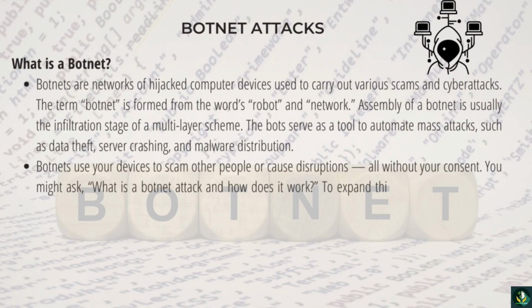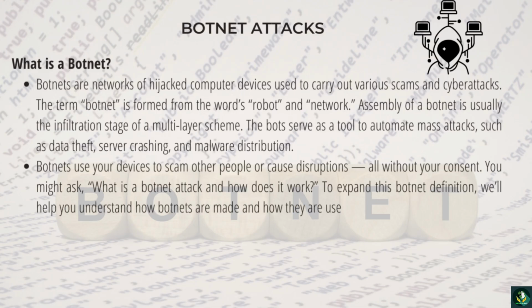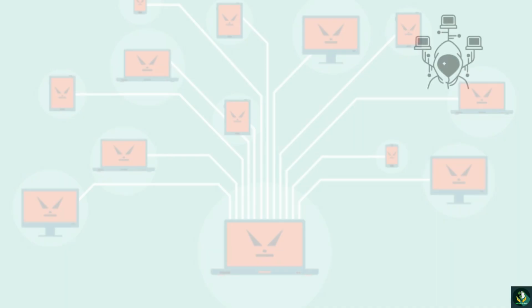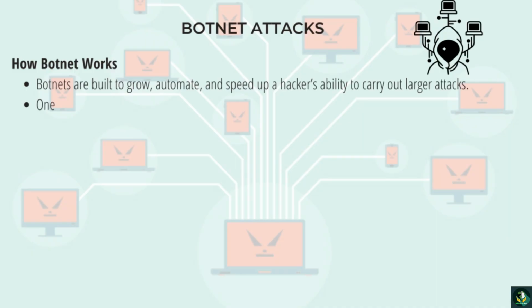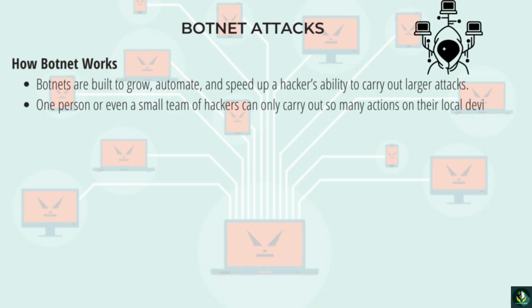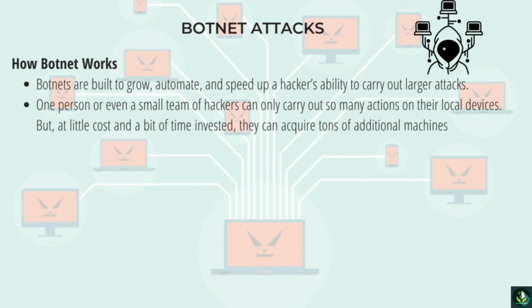You might ask, what is a botnet attack and how does it work? To expand this botnet definition, we'll help you understand how botnets are made and how they are used. How botnets work. Botnets are built to grow, automate, and speed up a hacker's ability to carry out larger attacks. One person, or even a small team of hackers, can only carry out so many actions on their local devices. But at little cost and a bit of time invested, they can acquire tons of additional machines to leverage for more efficient operations.